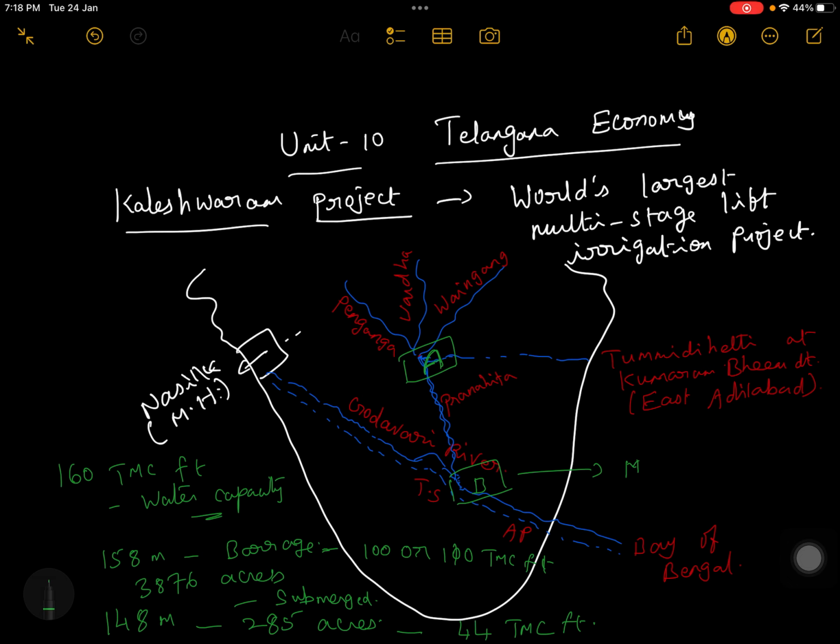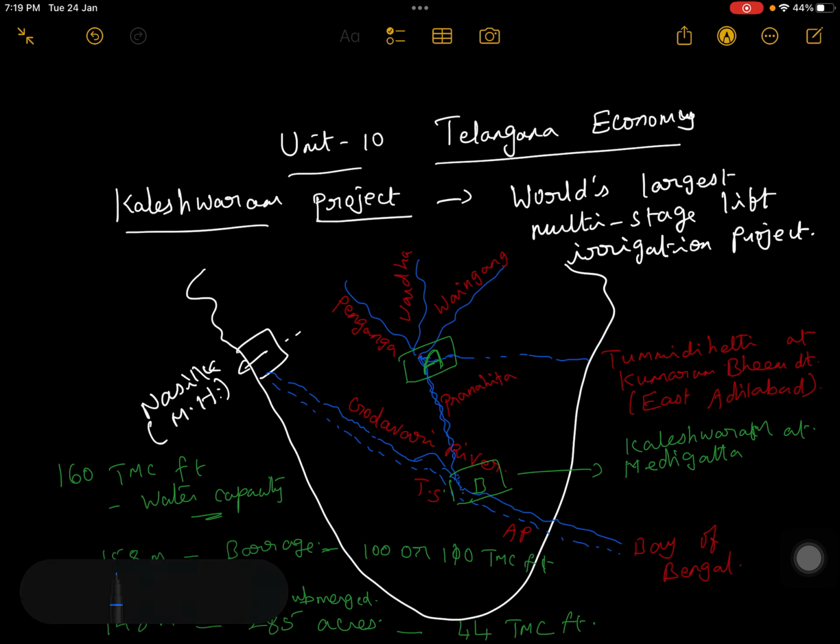This is at Medigadda, Kaleshwaram. The advantage of constructing a barrage at Kaleshwaram was that the Pranahita is joining the Godavari river at this place. And there is one more river joining here at this place, that is river Maneru.